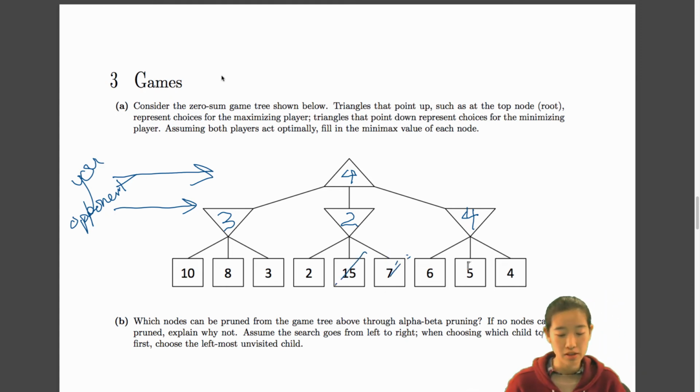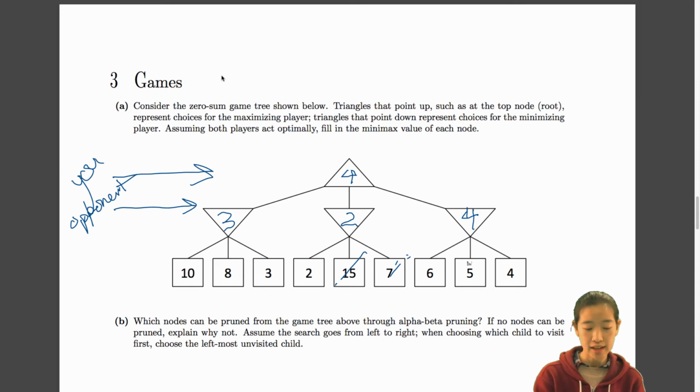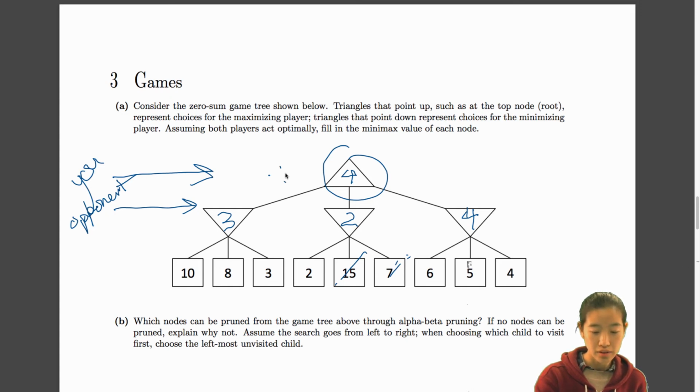So let's take a look at why that possibly is true. So we are going from left to right in this tree. We first see 10 and 3, we choose the minimizing node, we see 3. So now we know in this maximizing node, we will have a value of at least 3.